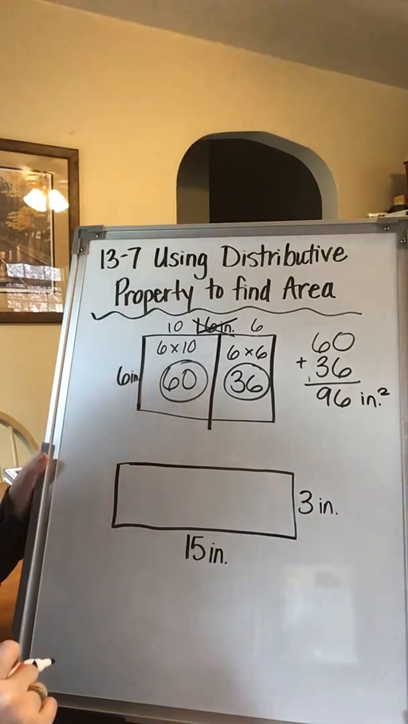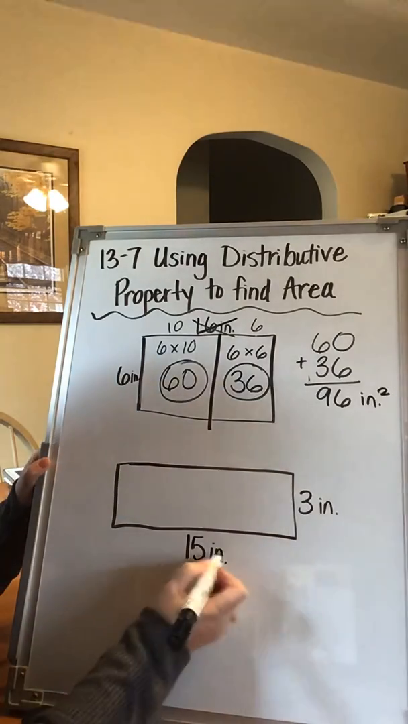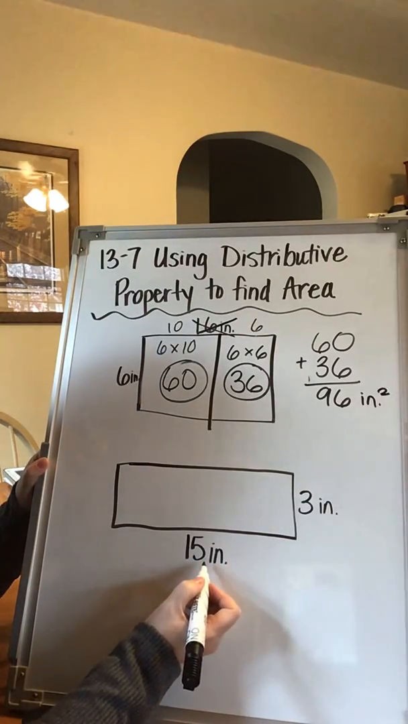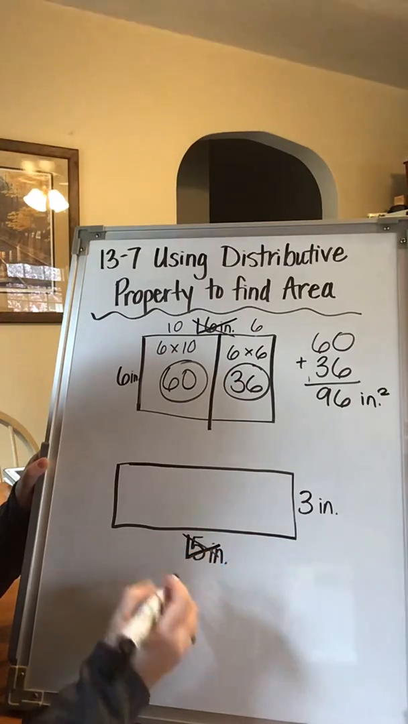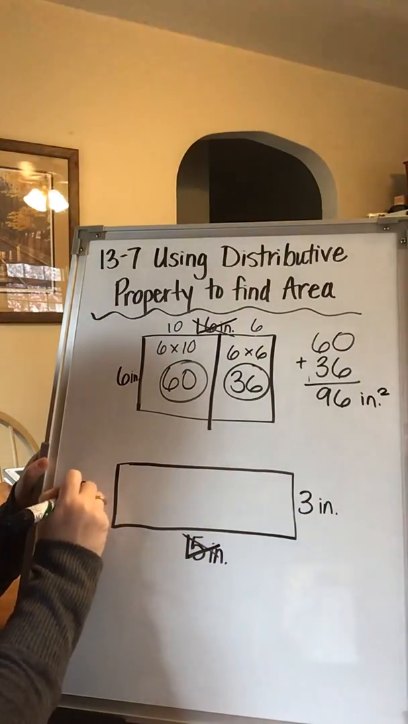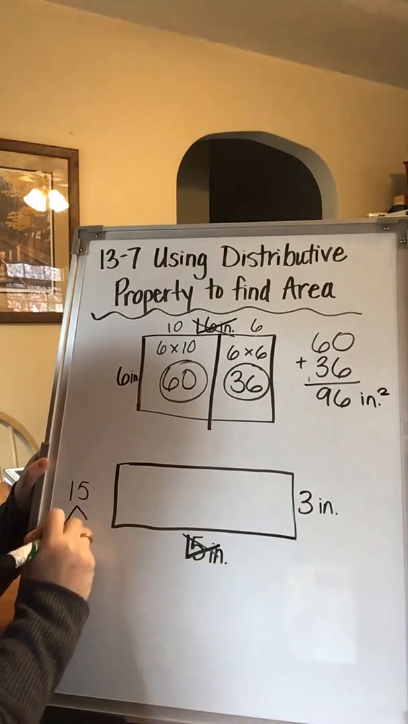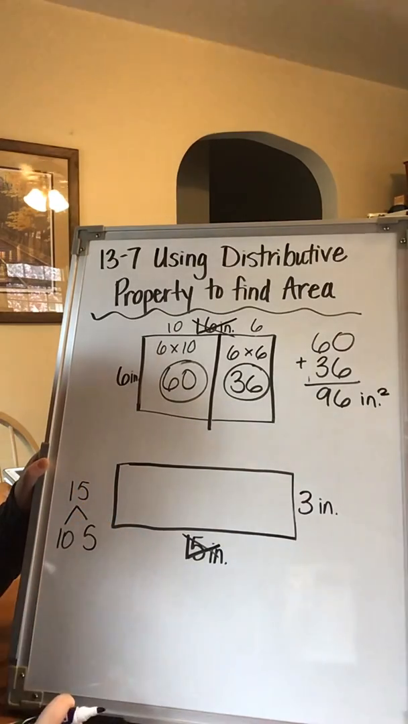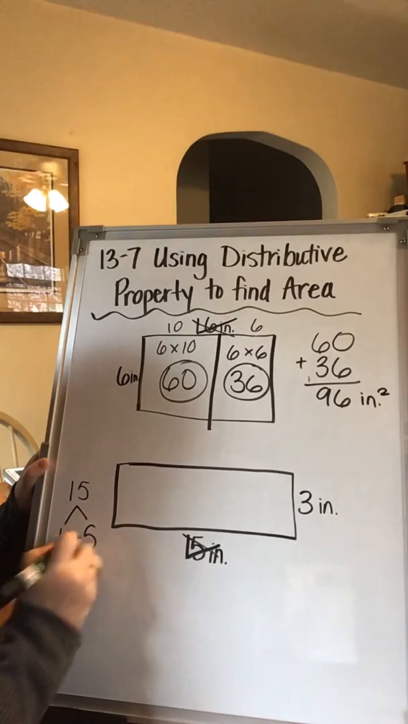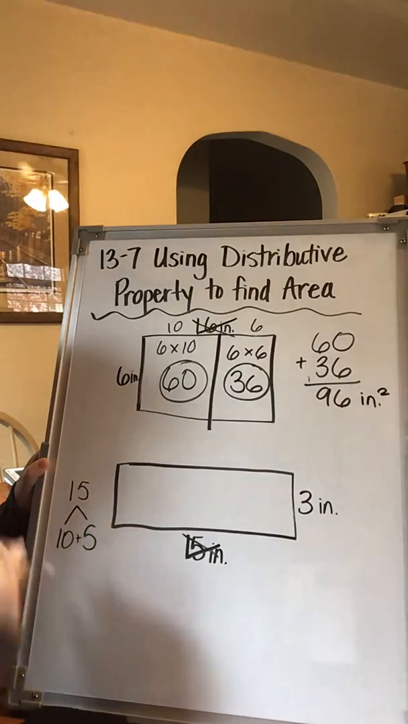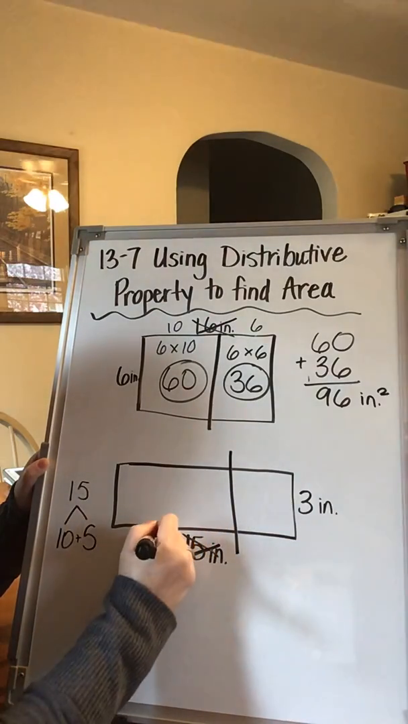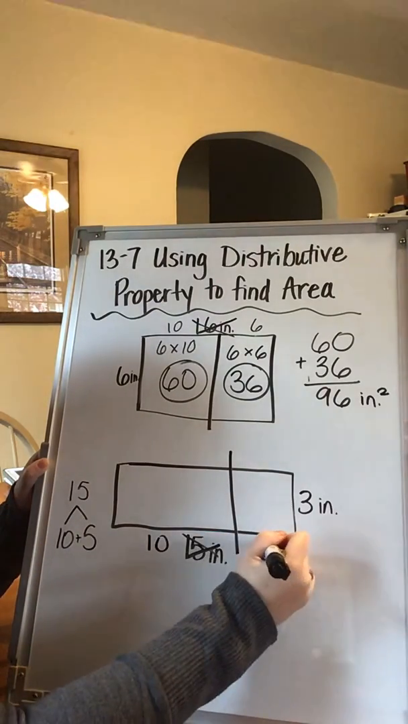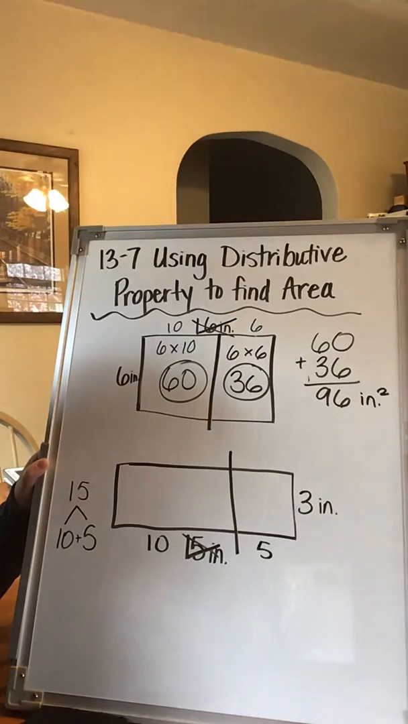Okay, so we are ready to check your answer. I'm going to break apart the side that says 15 inches. That's my largest number. So for 15, I can easily break that into a 10 and a 5 because 10 plus 5 still equals 15. So I'm going to break my shape. Now this section is 10 and this section is 5.